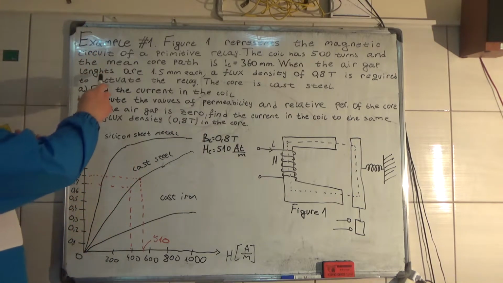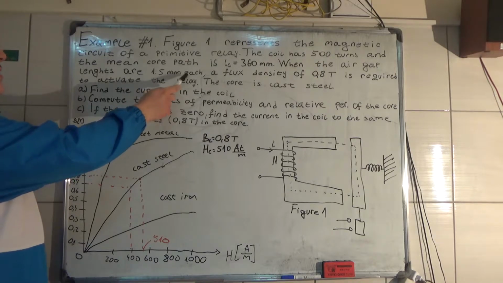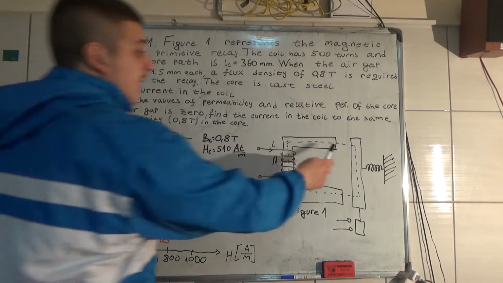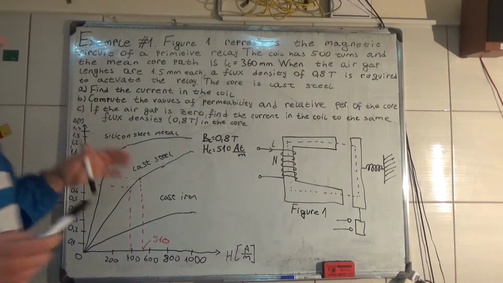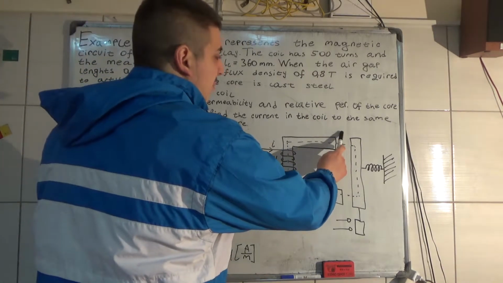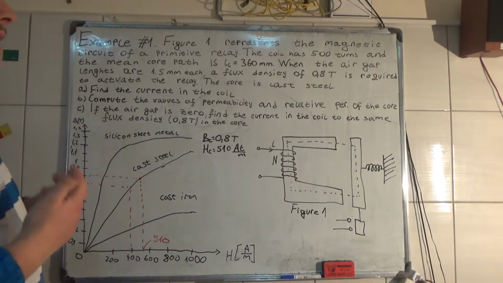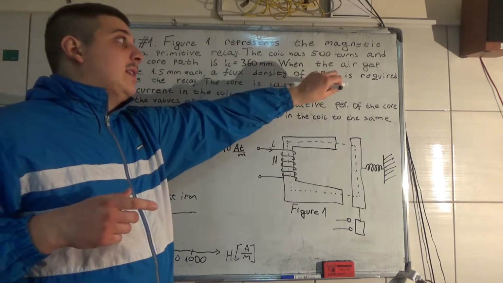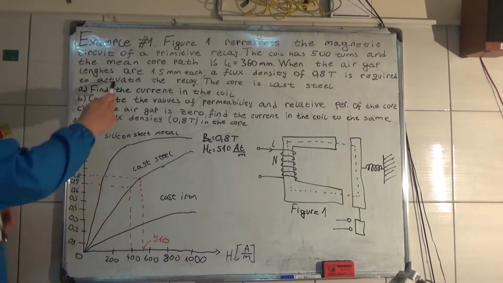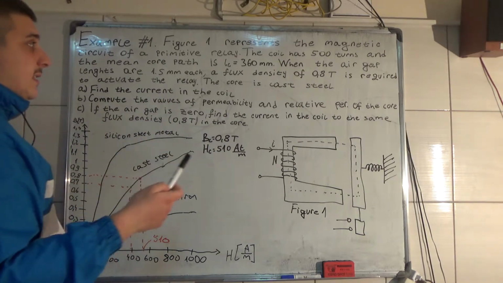When the air gap lengths are 1.5 millimeters each. So here we have an air gap and here we have an air gap, which both are equal to 1.5 and 1.5 millimeters. A flux density B of 0.8 Tesla is required to actuate the relay. The core is cast steel.